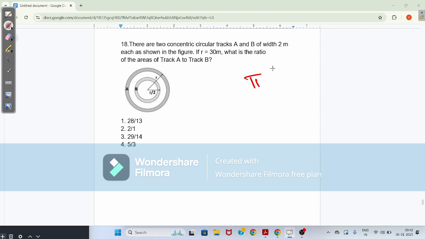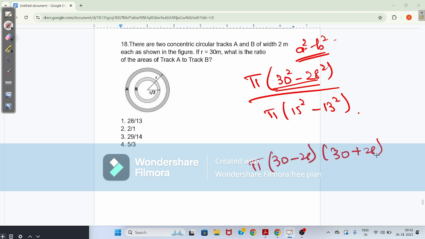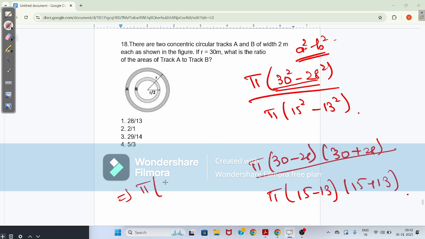Take common pi, which gives the value here: 30 squared minus 28 squared, pi into 15 squared minus 13 squared. So this is the formula for a squared minus b squared. Expand it: pi into (30 minus 28) into (30 plus 28), by pi into (15 minus 13) into (15 plus 13). This gives pi into 2 into 58, by pi into 2 into 28.